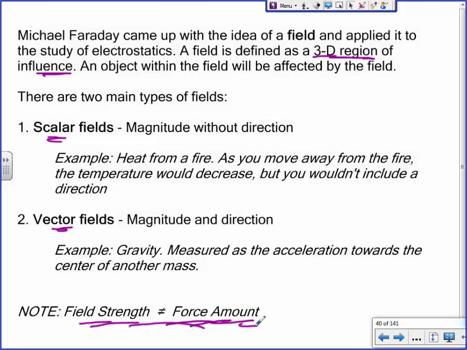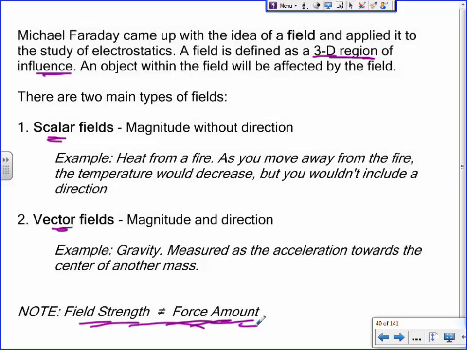What is the field strength of gravity on Earth? 9.81, give or take. But that is not the force amount. What do you have to do to 9.81 to get a force? Multiply by mass. So there we go. If the field strength of gravity on Earth is 9.81, that's not a force. To get a force, you have to multiply by a mass. Whose mass? The Earth's mass?